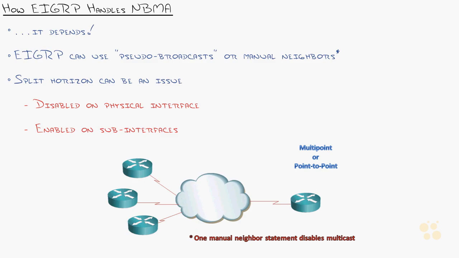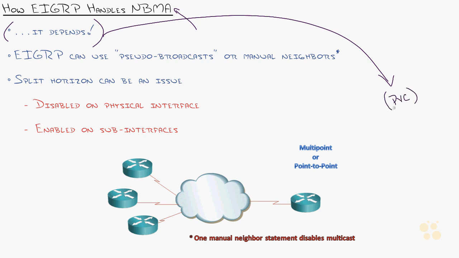Now we can talk about how EIGRP handles non-broadcast multi-access networks like Frame Relay. Answer: it depends. Depends on your permanent virtual circuit design, which is what we talked about just a moment ago, along with how you implement that PVC design, whether it be point-to-point or point-to-multi-point. Let's take that typical hub and spoke topology, forgive my terrible dotted lines there, that we have going from this hub over here to all these spokes over here on the left-hand side.